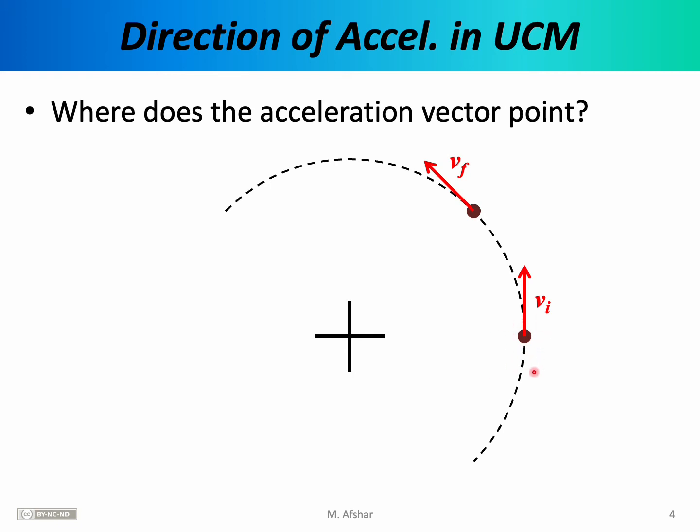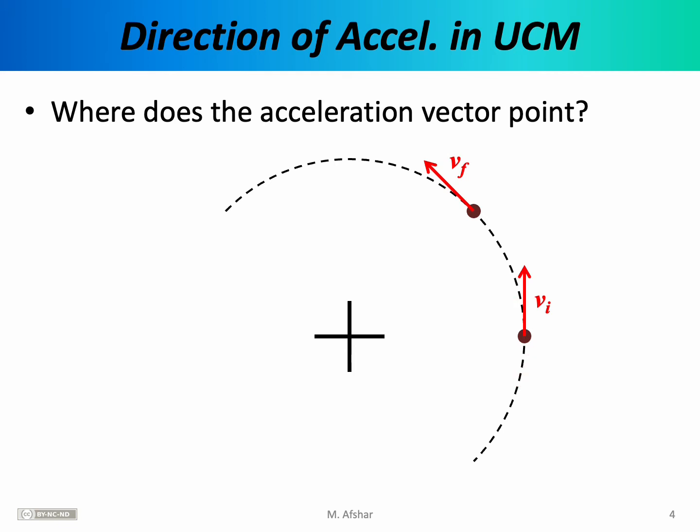Imagine that at some initial time the object is located here, and some short interval of time later, the object is located here. Initially, the object will have one velocity vector, and finally the object will have another velocity vector. Notice both velocity vectors are tangent to the circle, and both have the same magnitude because the speed needs to be constant. That's a property of uniform circular motion.